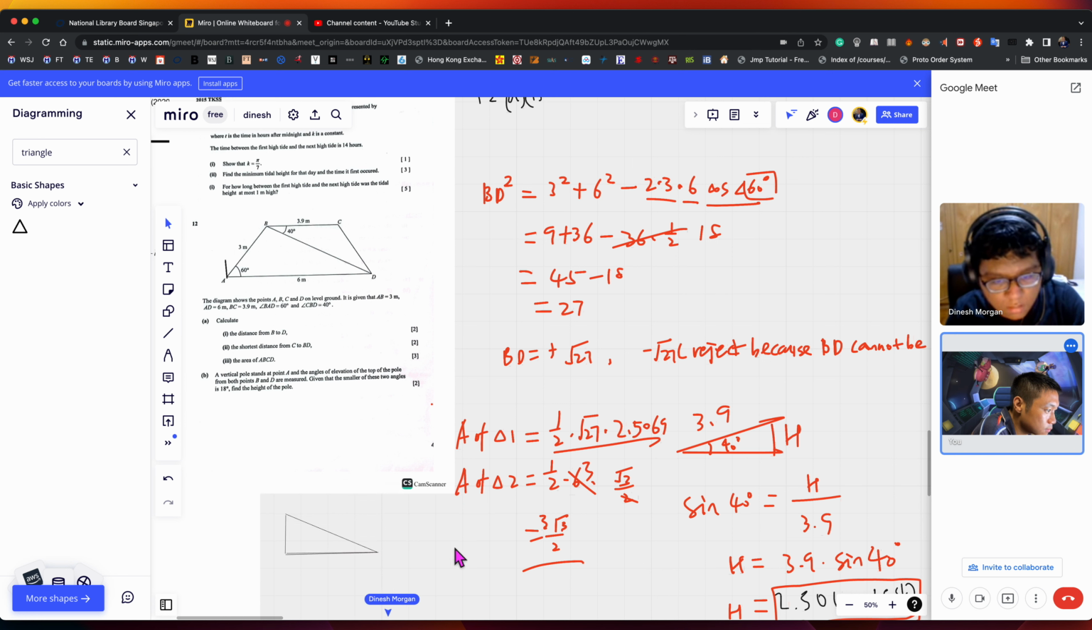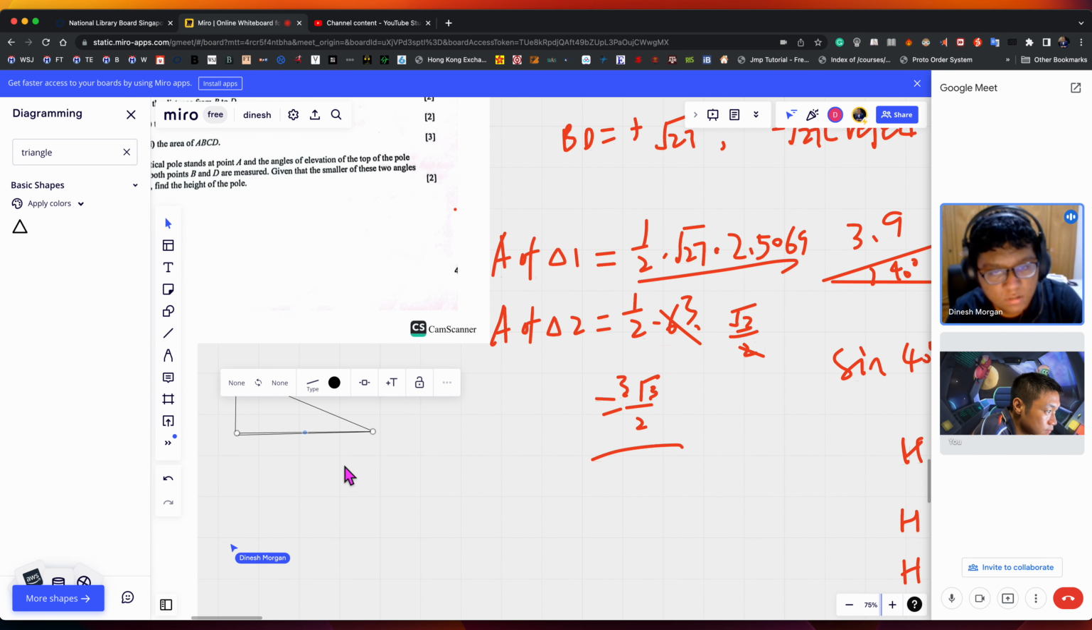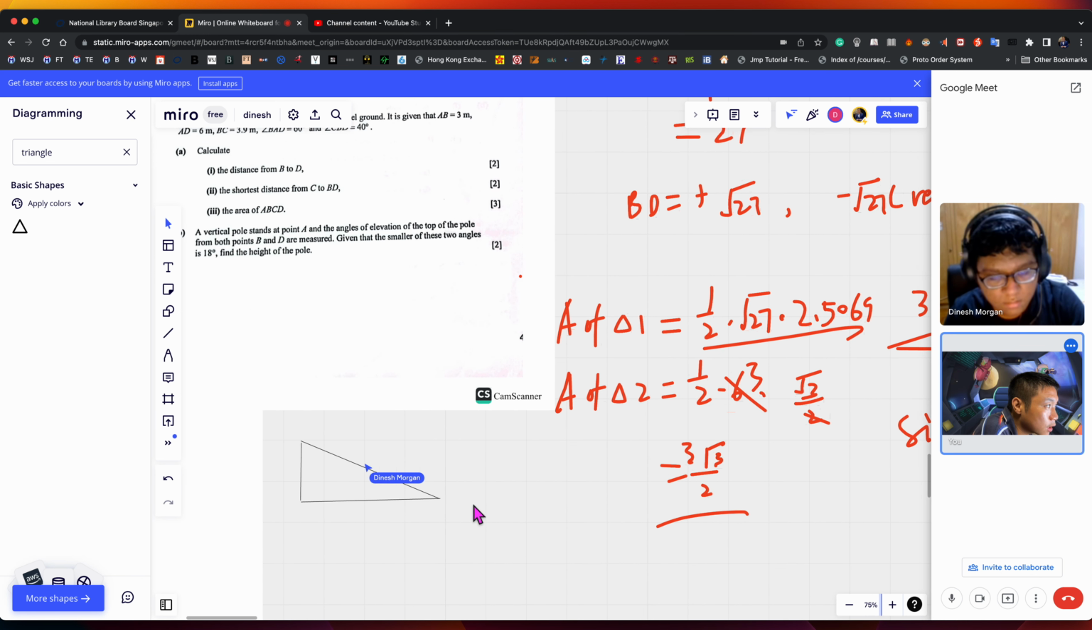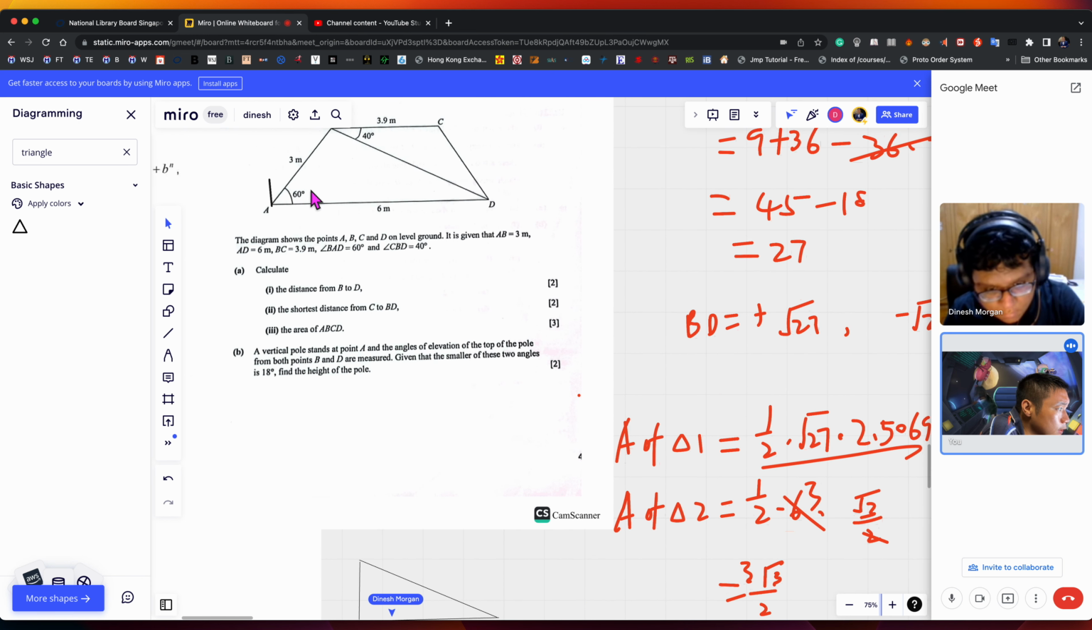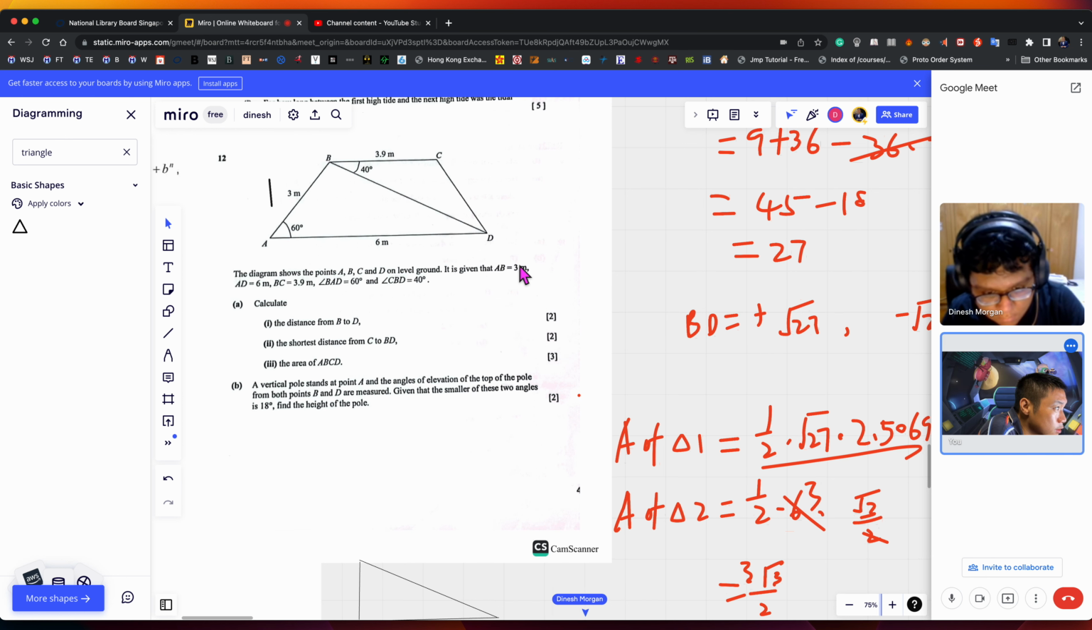Okay, good. Good to go. The smaller one should be D, right? Because it's further away. Okay, so it says a vertical pole. The smaller of these two angles is 80. Okay, hold on. A vertical pole stands at A, and then the angle of elevation of the top of the pole from both point B and D. So the shorter distance will give you A.